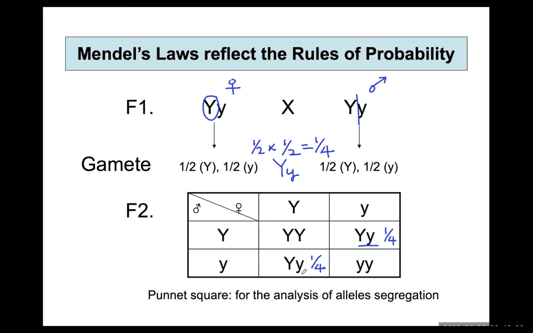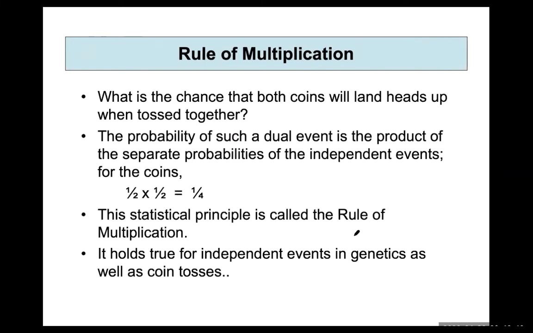So if you know the genotype of a parent, you can predict the probability for any genotype among the offspring. That is called the rules of probability. This kind of probability can be applied when you toss a coin. A tossed coin has a half chance of landing heads and a half chance of landing tails.